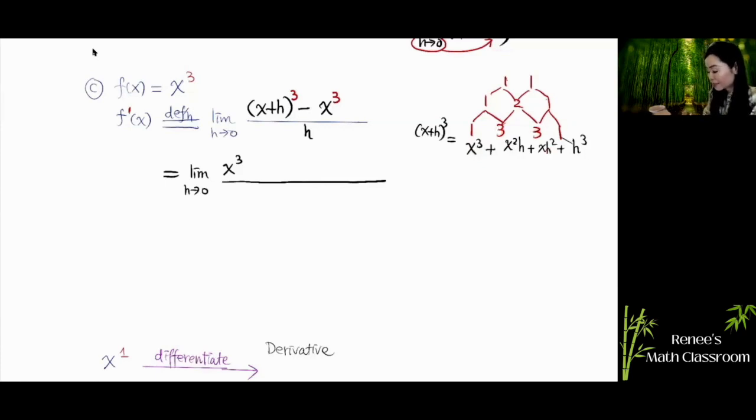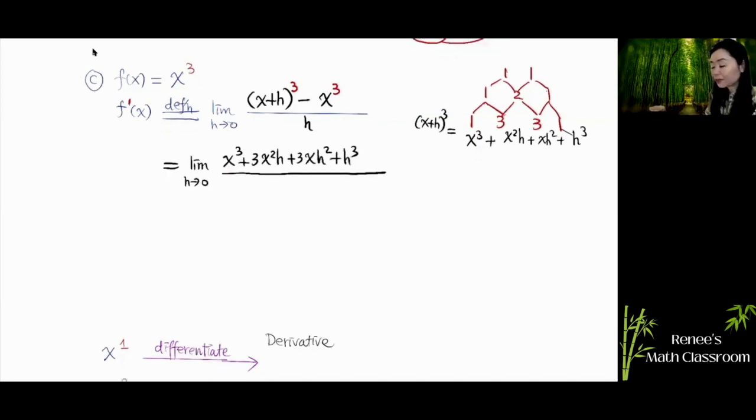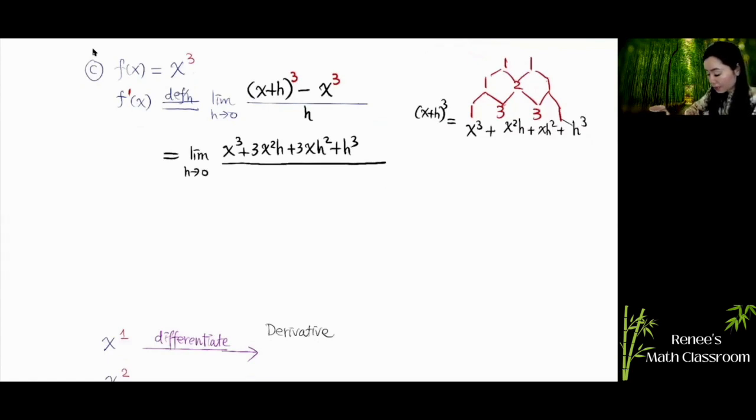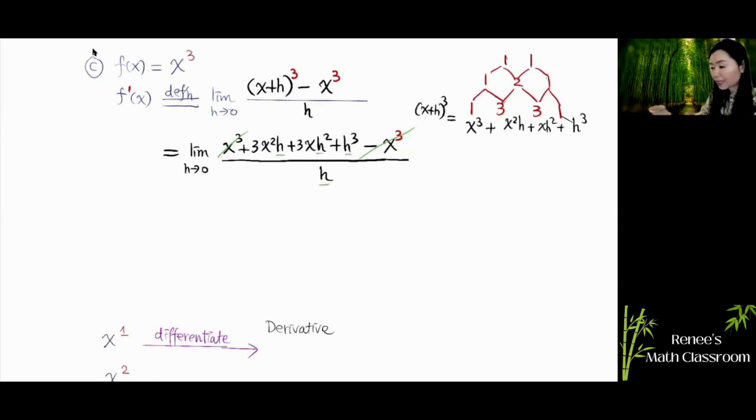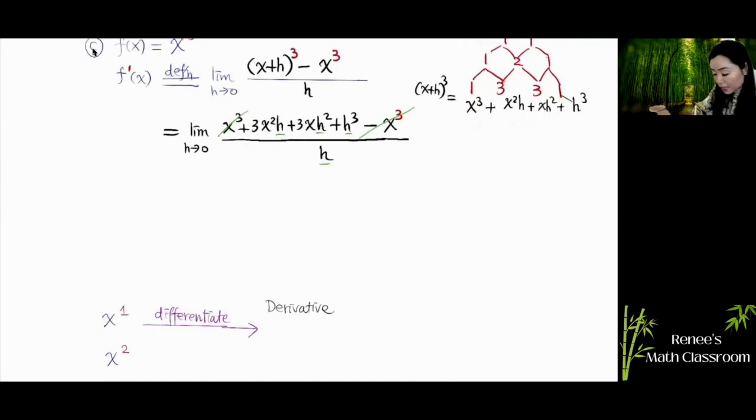You see the pattern here: the exponent on x goes down by 1 every time, and the exponent on h increases by 1. So x cubed plus 3x squared h plus 3xh squared plus h cubed. So we expand the perfect cube. Now minus this x cubed over h, so that we subtract it out. Now we can divide out this h, up and down.